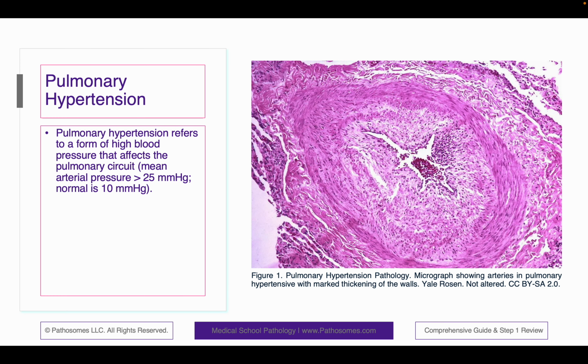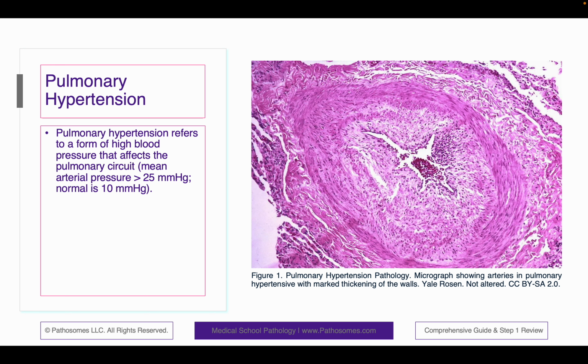So pulmonary hypertension. Now, what exists actually? What is this? Well, pulmonary hypertension refers to a form of high blood pressure that affects the pulmonary circuit, right? So in regards to this, the mean arterial pressure greater than 25 millimeters mercury is what's happening. And just for notification, normally it should be about 10 millimeters mercury.